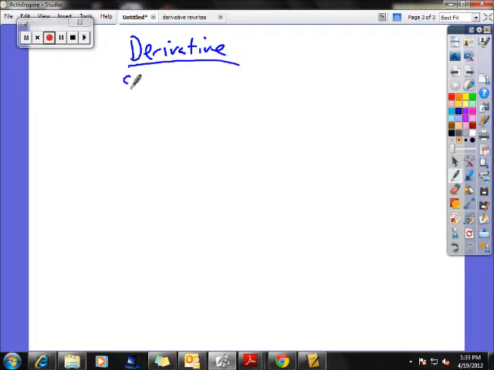Derivative. So that is the slope at a point on a curve. Okay? Slope at a point on a curve is the derivative. So you will see that a lot, and what you always have to remember is that derivative and slope now mean the same thing. Okay?